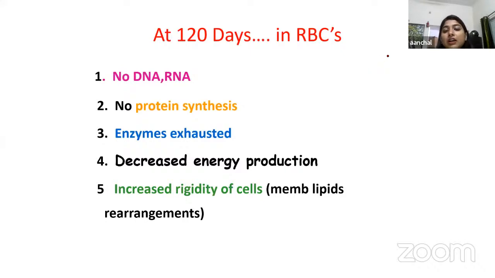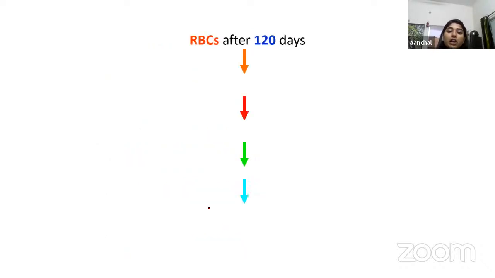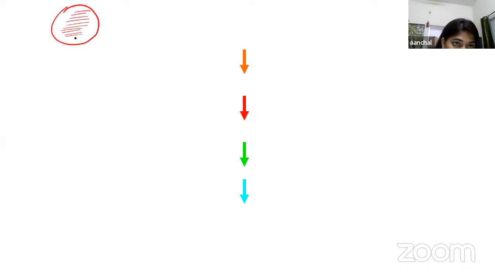So at 120 days, when the lifespan of RBC ends, no DNA, no RNA, no protein synthesis will be there. Enzymes get exhausted and there will be decreased energy production. So it increases the rigidity of the cell, and there will also be triggering of cell lysis. Okay. So what will happen at the surface of RBC, where hemoglobin is present? When the lifespan of RBC is completed, the membrane loses its rigidity and gets ruptured, and this hemoglobin comes out of the cell.